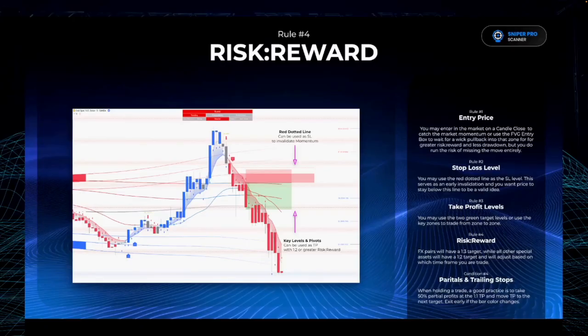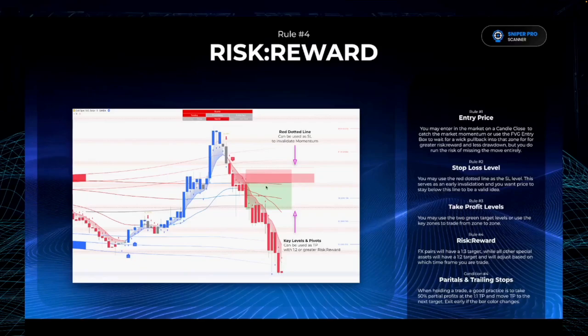But the most important thing to consider is that gold and indices are all based on 1 to 2 risk to rewards, while Forex pairs and yen pairs are based on 1 to 3 risk to rewards. And we will walk through that in just a moment. The red stop loss line is always going to be a certain distance above the entry box.